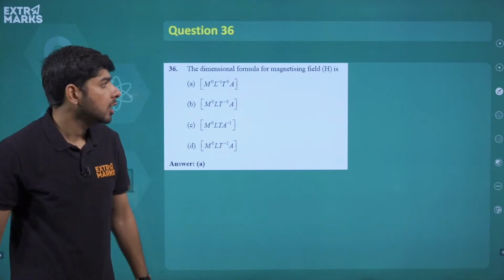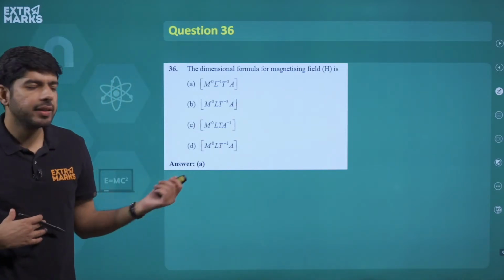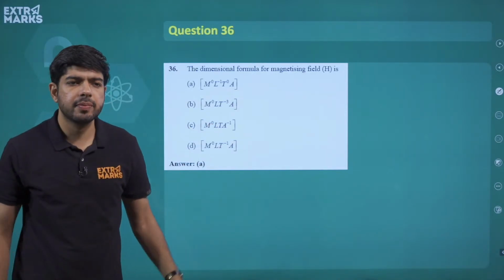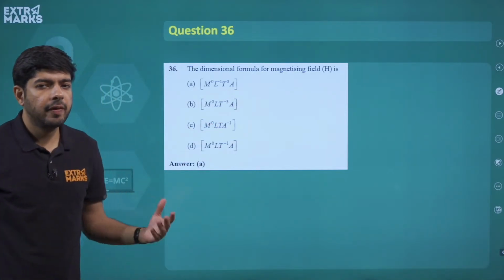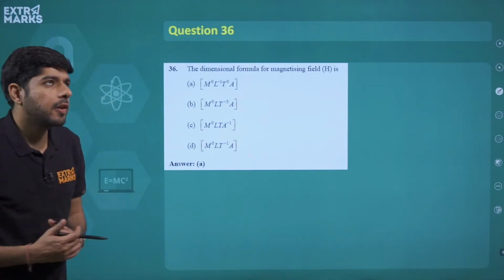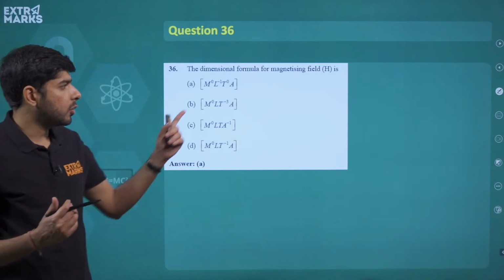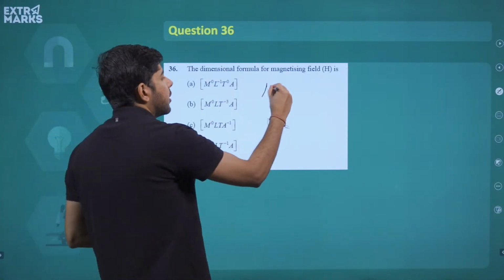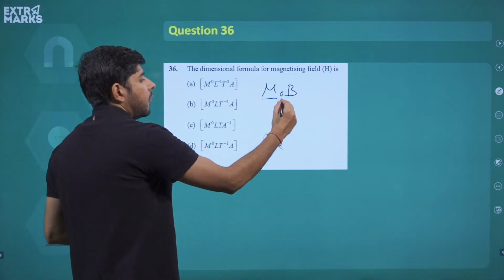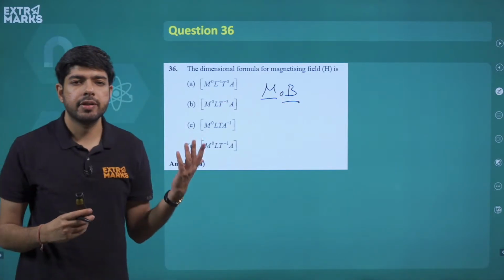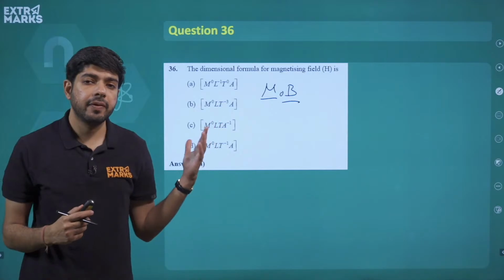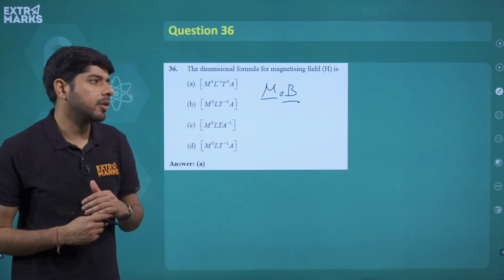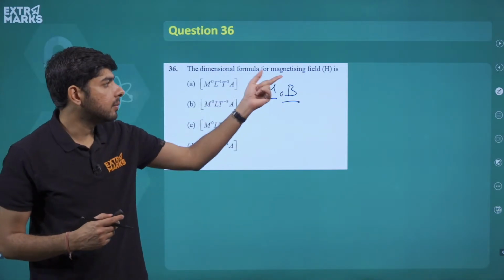Alright, continue. Dimensional for magnetic field. So guys, this is pretty basic, you can just put any formula for magnetic field and you will get the answer. One of the formulas, this is magnetic field H, which they are asking in Henry, so you can use mu naught into B. B is magnetic field, mu naught is permeability. So if you put the dimension of each, you will get the dimension of the magnetic field H.